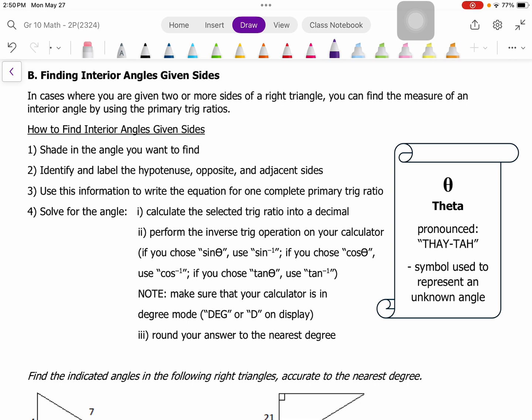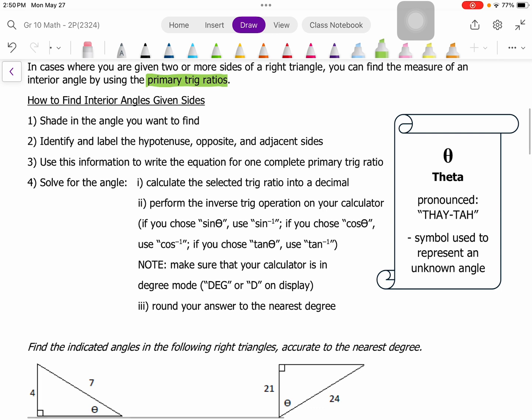Now, if we do not know either of the two angles other than the right angle, then what we can use is the primary trig ratios that we just learned. First we're going to look for the angle that we want. Then we're going to identify and label the hypotenuse, opposite, and adjacent, which we learned how to do in previous lessons. Then based on which of these sides we have, we are going to create a primary trig ratio. If we only have two sides, then we're limited by those two sides as to what our primary trig ratio is going to be.